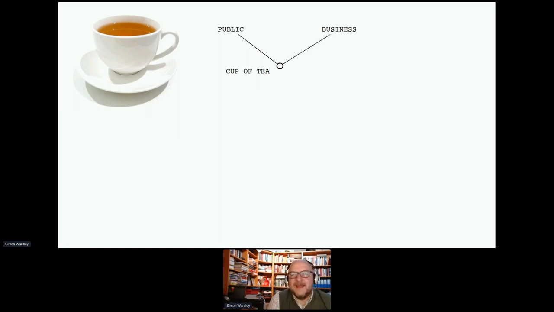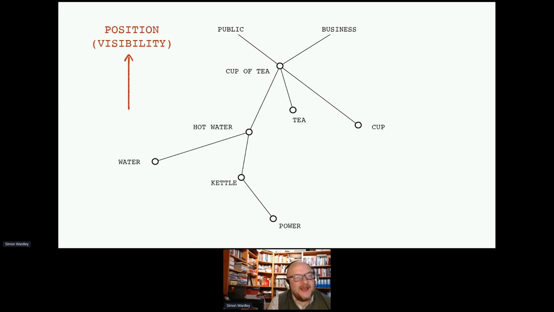All right. Now, a cup of tea has needs. It needs tea. It needs a cup. It needs hot water. Hot water needs a kettle. It needs power. So, a kettle needs power in order to take cold water and turn it into hot water. So what I've got now is an anchor and a chain of needs.